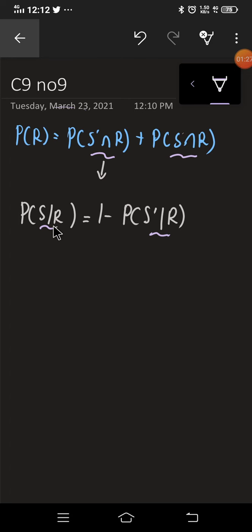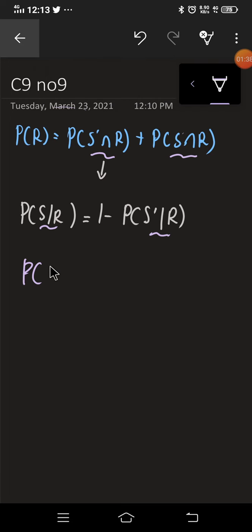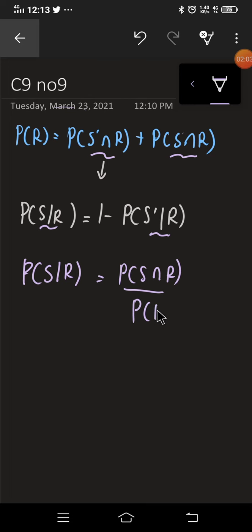We know probability of S given R, the general formula for the conditional probability, is equal to probability of S intersect with R divided by probability of R. Right? Okay. So let me write down this again. Probability of S given R is equal to probability of S intersect with R divided by probability of R.